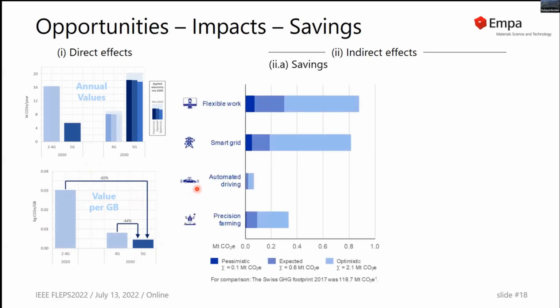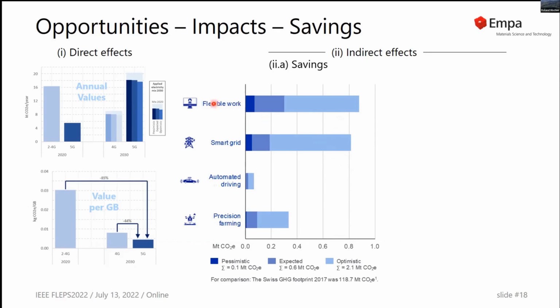Now, the indirect effects, of course, it's in a way looking into a crystal ball when you look at such indirect effects. But that's why we were creating 3 different scenarios, a pessimistic, an expected, and an optimistic scenario. And you see here the ranges for these different scenarios. We were looking only up to 2030. Automotive driving is not something where you could expect that this technology will be fully developed until 2030. That's why the potential here is rather small, but for flexible working or for smart grid, the potentials could be rather high, going up to 0.8 megatons of CO2 equivalent saving per year in Switzerland.